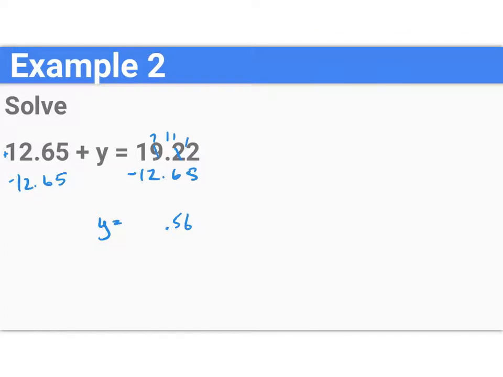Oh, I'm sorry, I made a mistake there. It's going fast. Going too fast. 12 minus 5 is 7. Okay. All right. So 57. 7 minus 2 is 5.57.